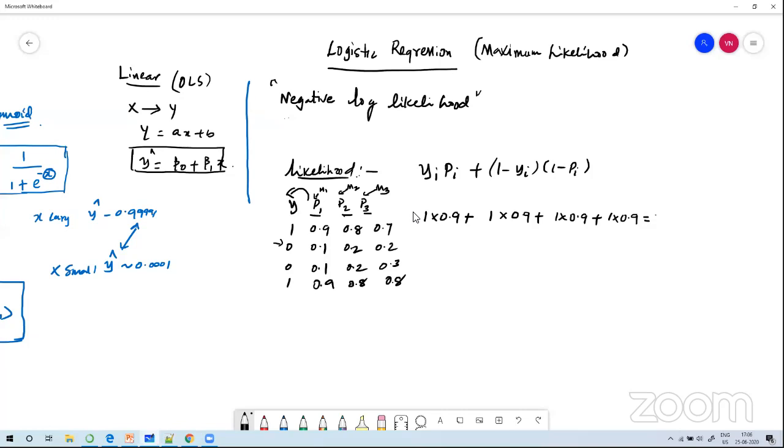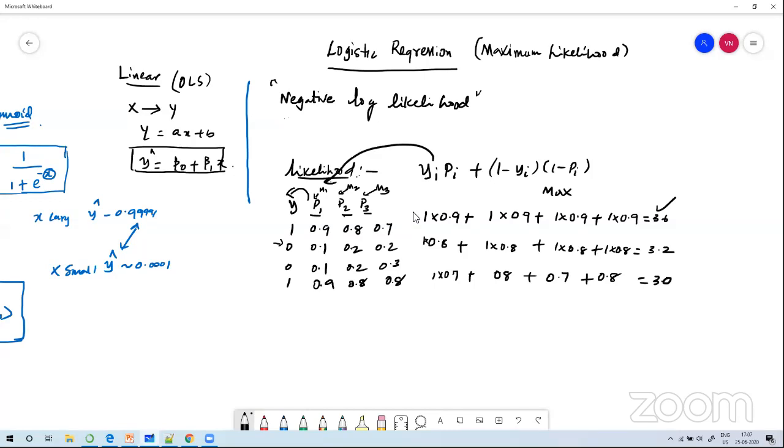So this is going to be 3.6. For the next one, 0.1 into 0.8, plus again 1 into 0.8, plus 1 into 0.8, plus 1 into 0.8. So this is 3.2. For the third one, 1 into 0.7 plus 0.8 plus 0.7 plus 0.8. So this is 3. Whichever gives the maximum value for the likelihood is the one representing your y in the most appropriate way.